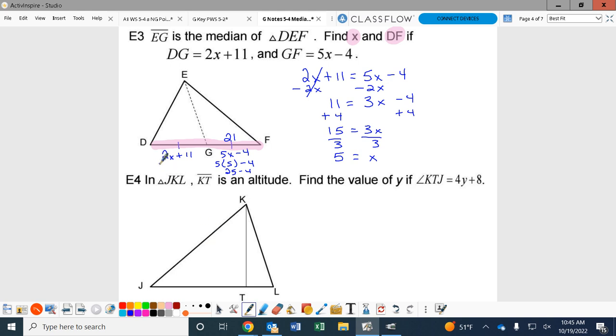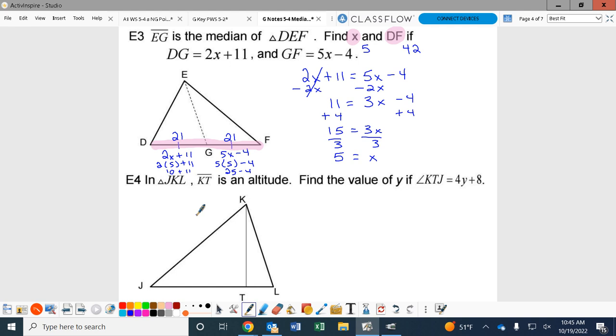Just so you can see it on the other one, 2 times 5 plus 11 would be 10 plus 11, which is also 21. So what's DF, guys? Whoa, 42. Because 21 plus 21 is 42, and x was 5. Just because you're going to have to fill in the answer blanks on the test, I want you to make sure you put those answers with them wherever they're asking.